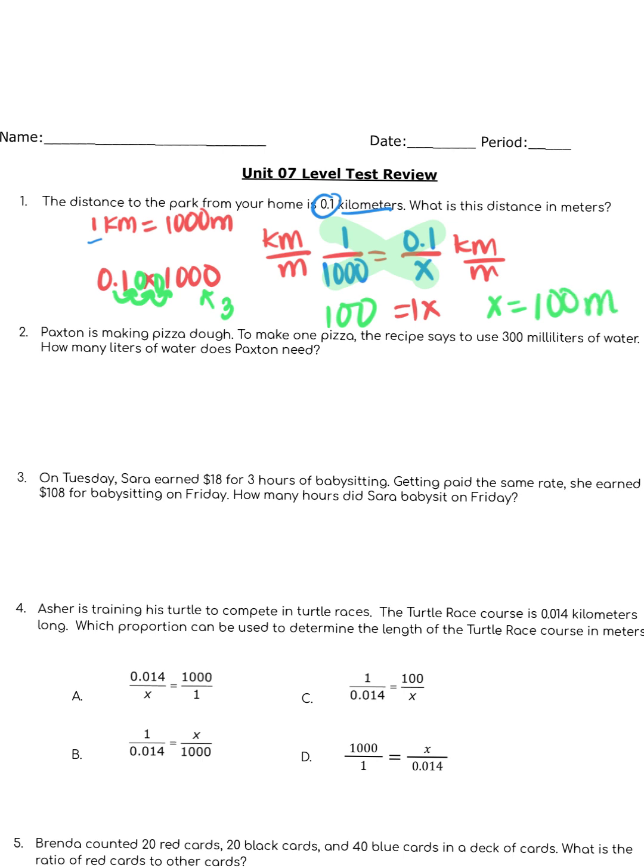I'm going to do this next one here. It says that Paxton is making pizza dough. To make one pizza, the recipe says to use 300 milliliters of water. How many liters of water does Paxton need? So if I look at my conversion chart, it tells me that 1 liter is 1,000 milliliters. So I know that's going to be one of my ratios. So I'm going to use liters and milliliters.